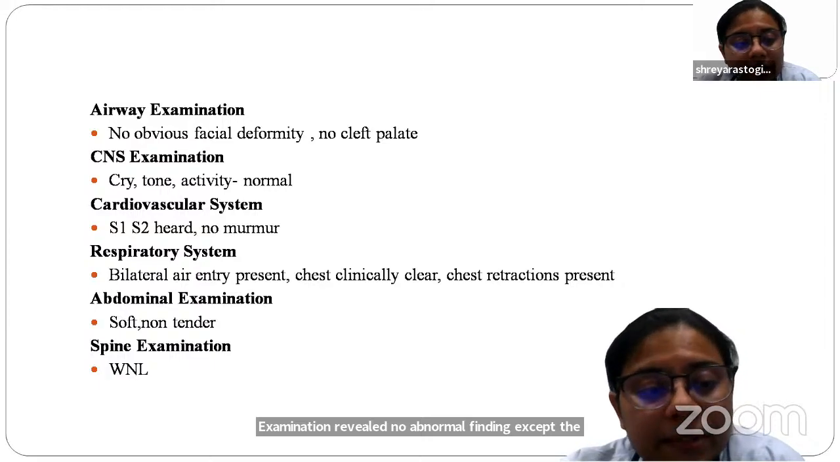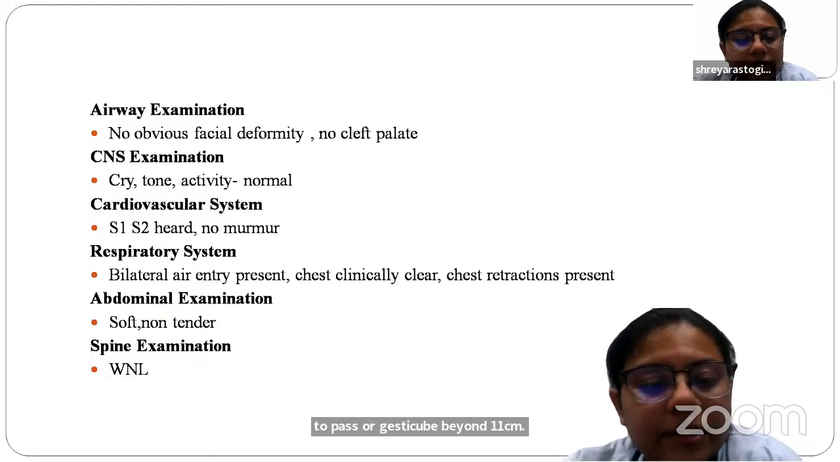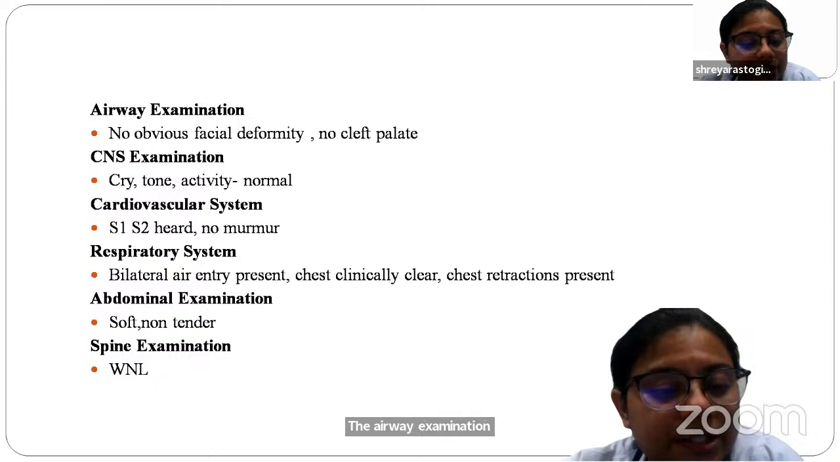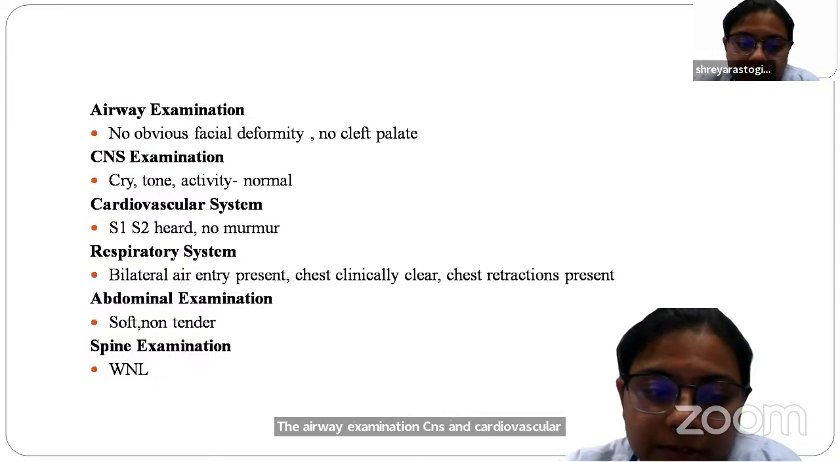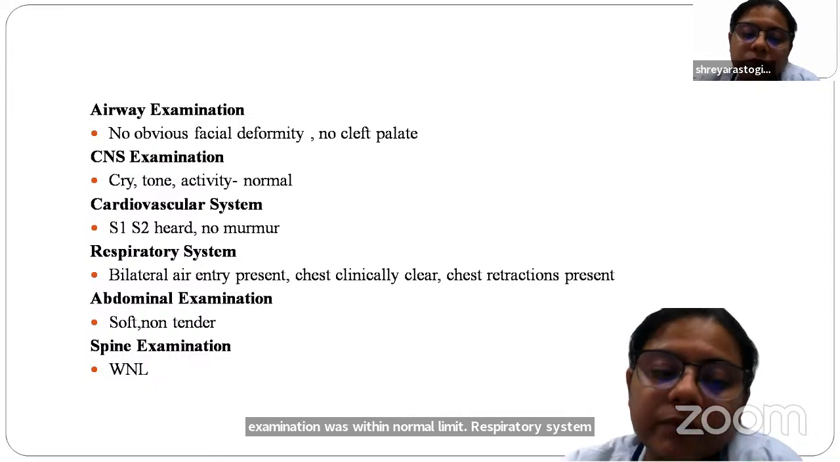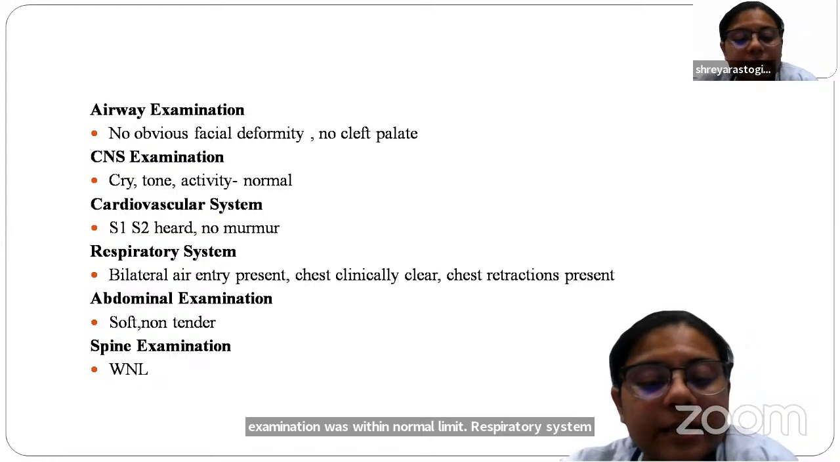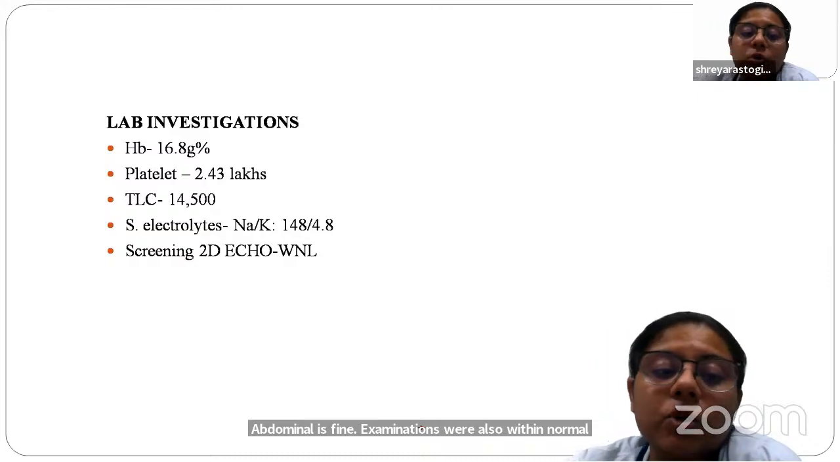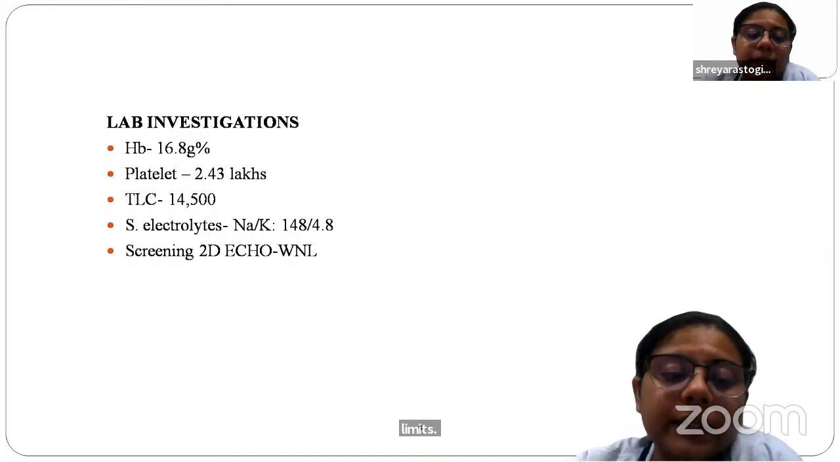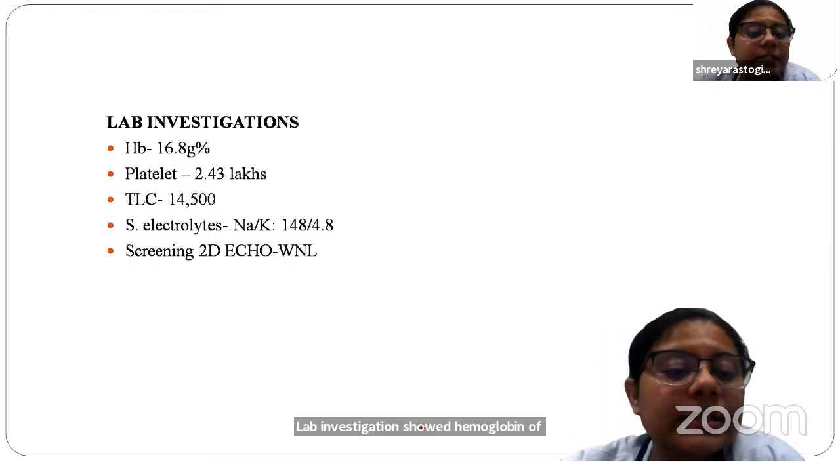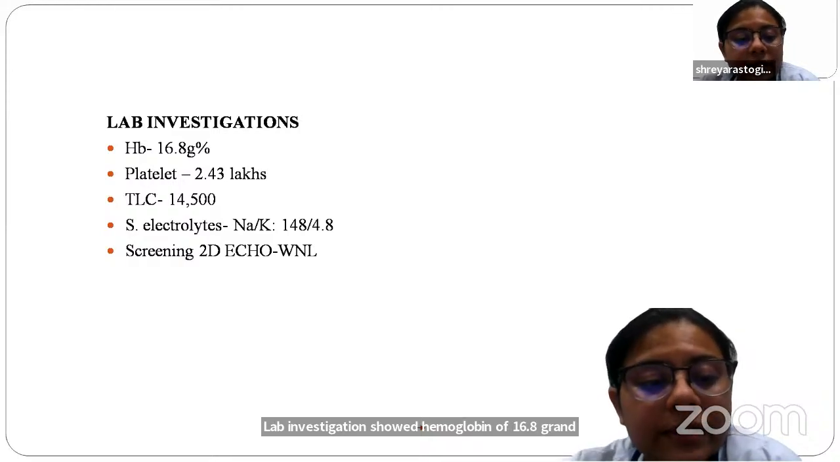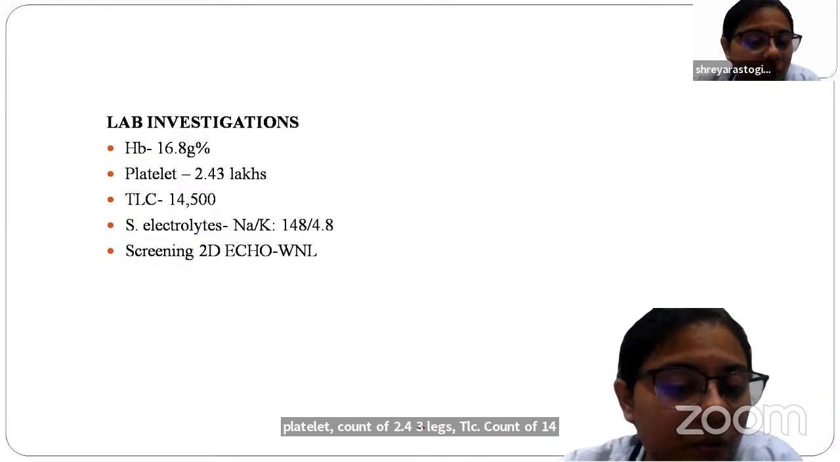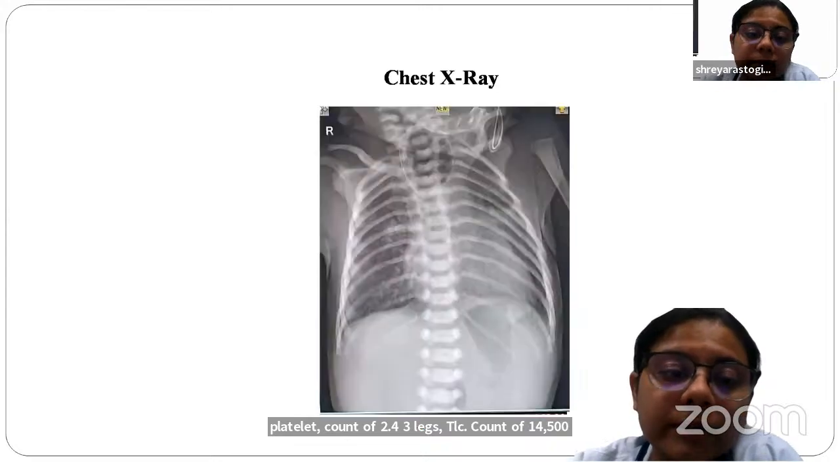The airway examination, CNS and cardiovascular examination were within normal limits. Respiratory system showed that the patient had chest retractions, but bilateral air entry was present and clear. Abdominal and spine examinations were also within normal limits. Lab investigation showed hemoglobin of 16.8 gm%, platelet count of 2.43 lakhs, TLC count of 14,500, and serum electrolytes within normal limits. A screening 2D echo was done and was found to be within normal limits.